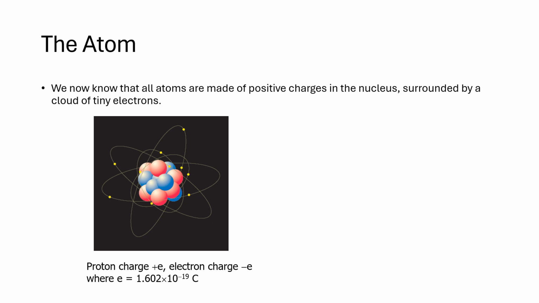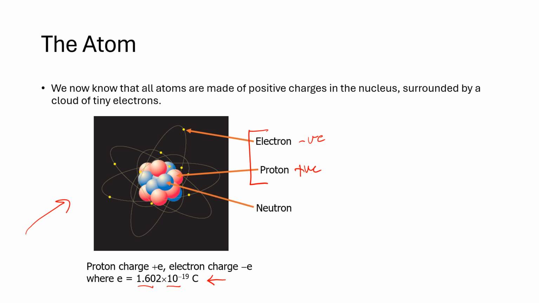The smallest charge that we have is the charge of an electron, which is 1.6 times 10 to the negative 19 coulomb, where the coulomb is the unit in which we measure charge. Okay, so this is the structure of an atom. Within the nucleus we have the proton, which has a positive charge, and surrounding the nucleus we have the electrons, which have a negative charge. Both electrons and protons have the same magnitude of charge. Okay, and we have a third element, which is the neutron, and this is neutral in charge.